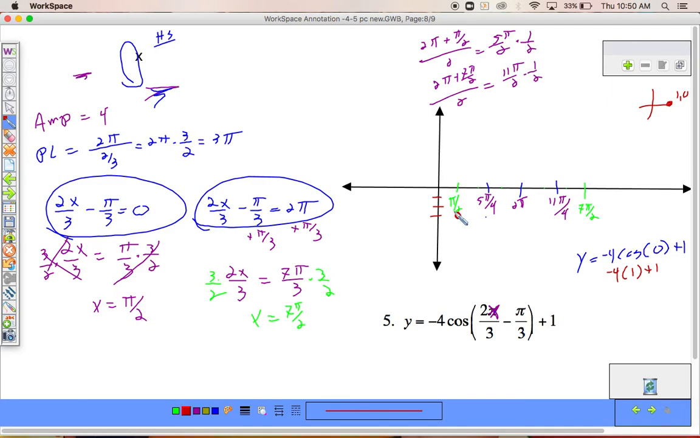My next one, when I plug 5 pi over 4 into here, 2 times 5 pi over 4 divided by 3 minus pi over 3. I'm so smart, I know that automatically is pi over 2 because it has to be. That's how we set it up.